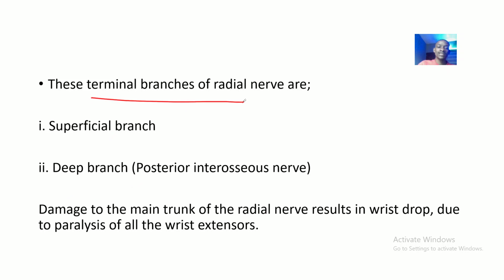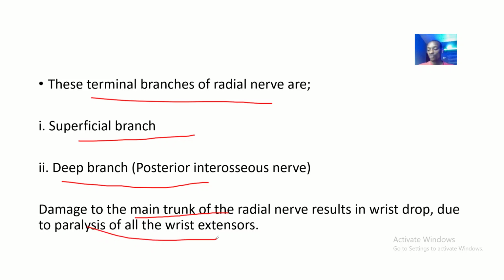Now we say that the terminal branches are the superficial branch and the deep branch, which is also known as the posterior interosseous nerve. Damage to the main trunk of the radial nerve results in wrist drop. I already made a video on wrist drop. Maybe you pressed this area of your armpit against a chair, maybe you got drunk, then the hand is wrongly placed and your radial nerve can be damaged. It will result in wrist drop. Your hand will be like this, it will drop. Wrist drop or Saturday night palsy. This is due to the paralysis of all wrist extensors.